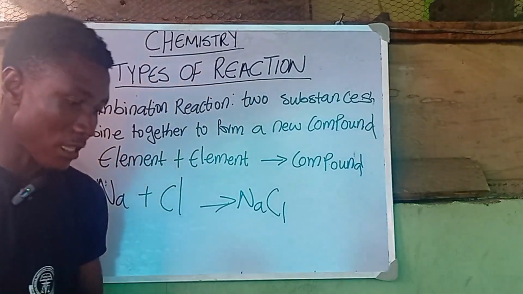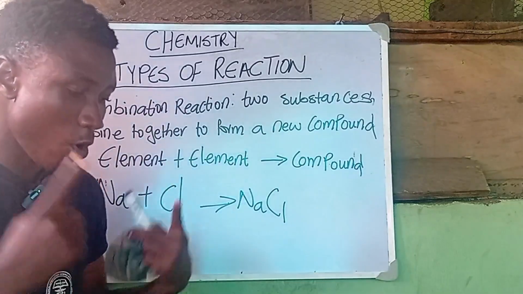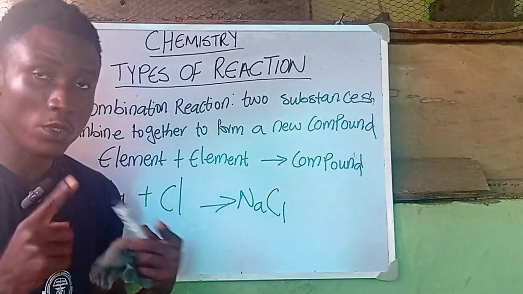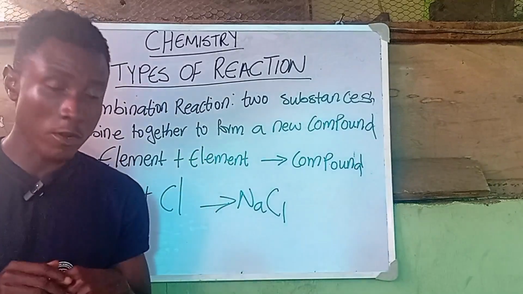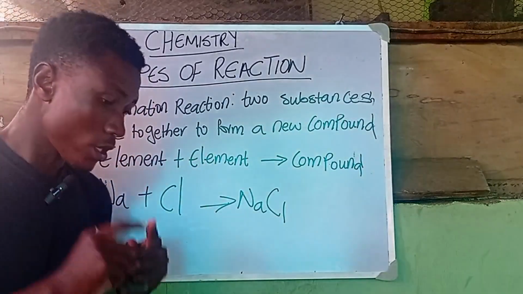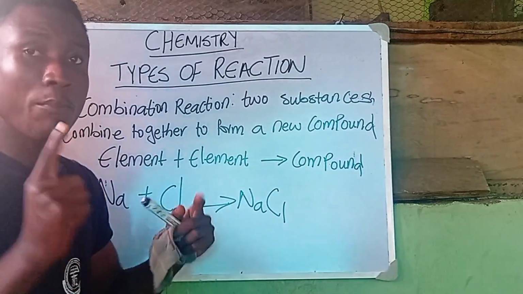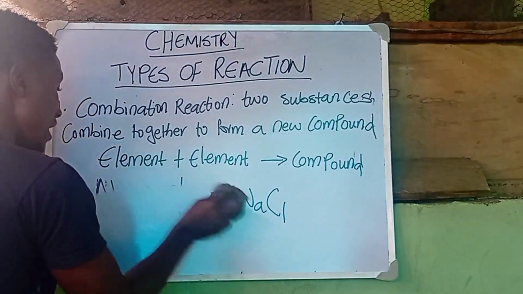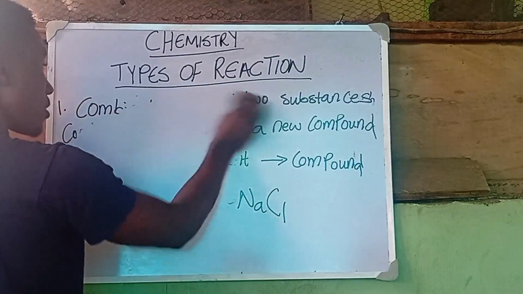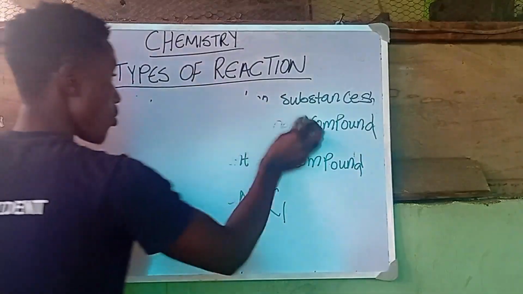Please take note that many organic compounds undergo combination reactions. An example is the polymerization of ethene. Please take note, organic compounds undergo combination reactions.